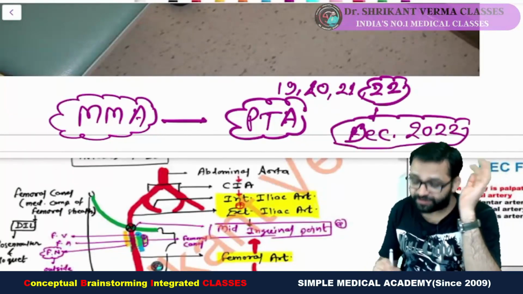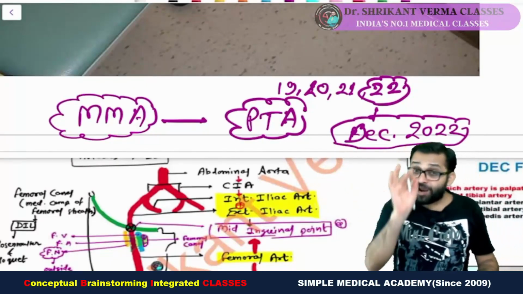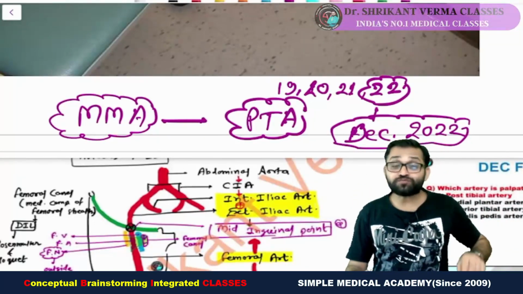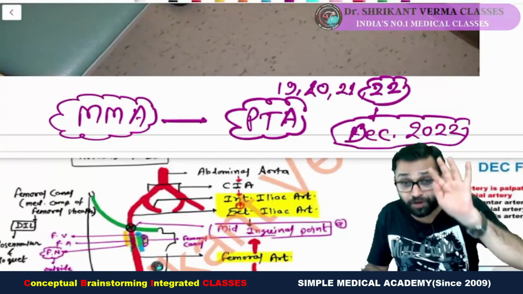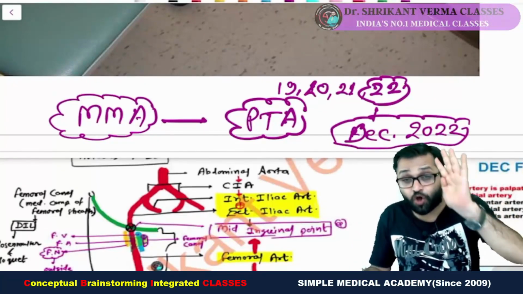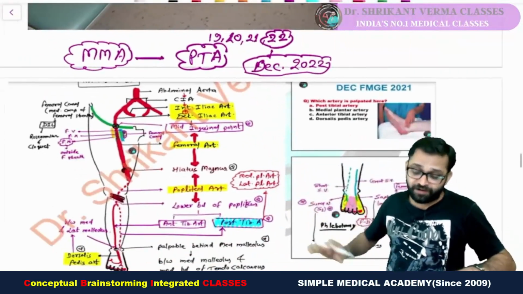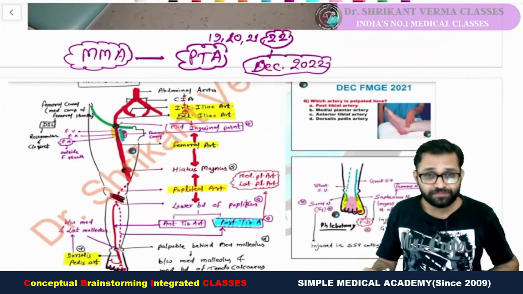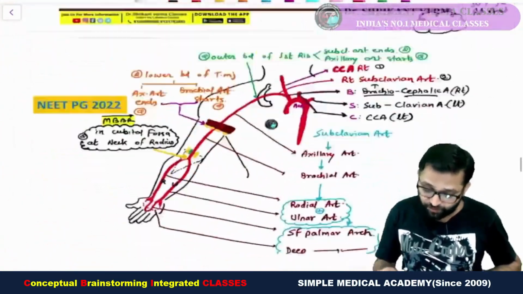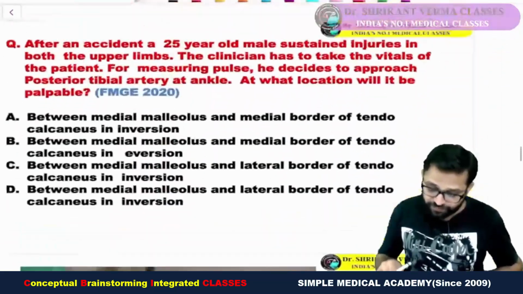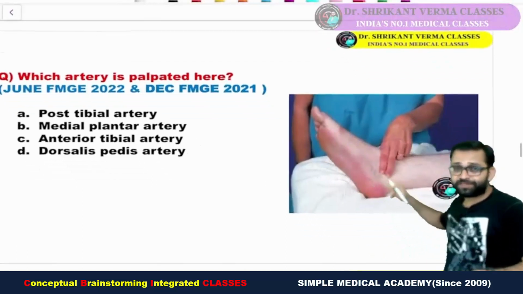This posterior tibial artery, otherwise questions from the palpable arteries. Yes, because of peripheral vascular disease, Raynaud's phenomenon, Buerger disease, thromboangiitis obliterans, all these topics make the palpable arteries very important. Okay, so this was already asked in FMG 2021. Getting the point? So can you tell me what is the answer? Which artery is palpable here?